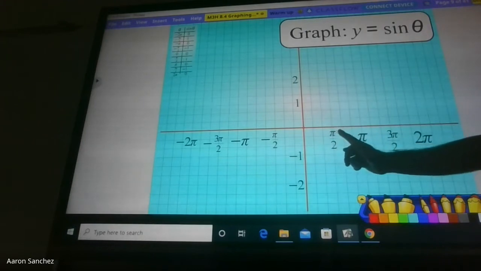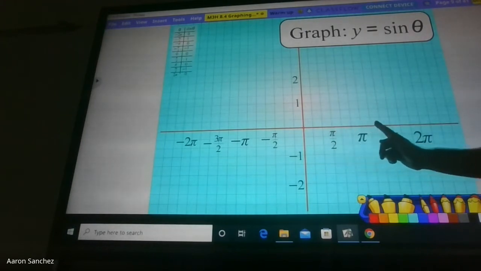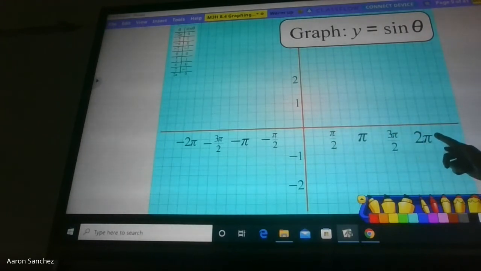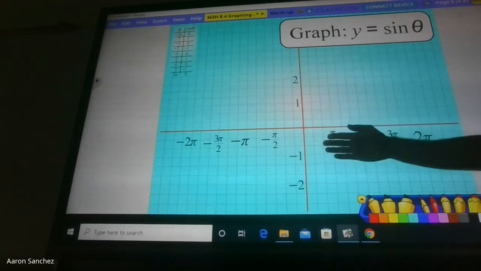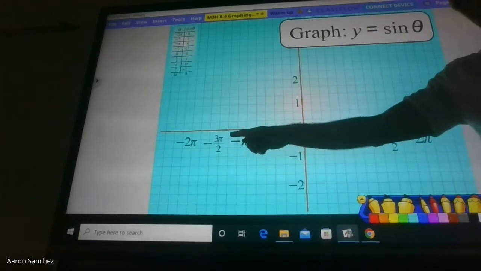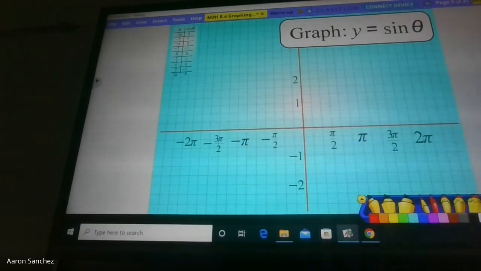And then look, notice how I have here pi over 2, pi, 3 pi over 2, 2 pi. That's my x. This is my y. Negative pi over 2, negative pi, negative 3 pi over 2, negative 2 pi. Go ahead and set up your coordinate plane.